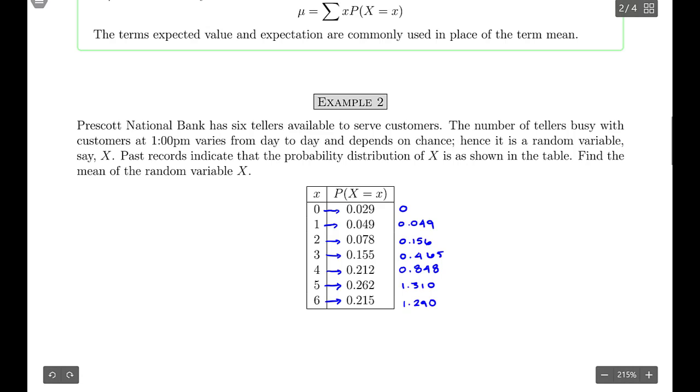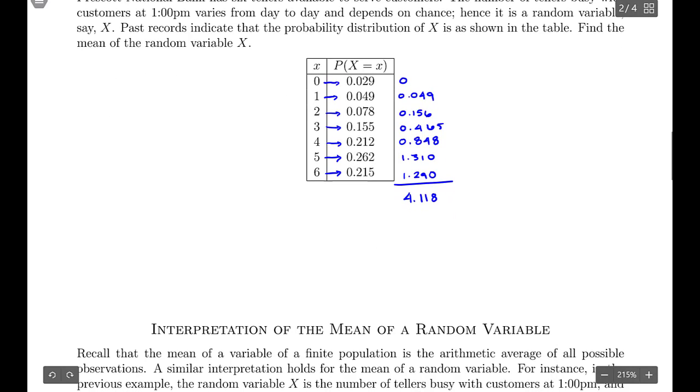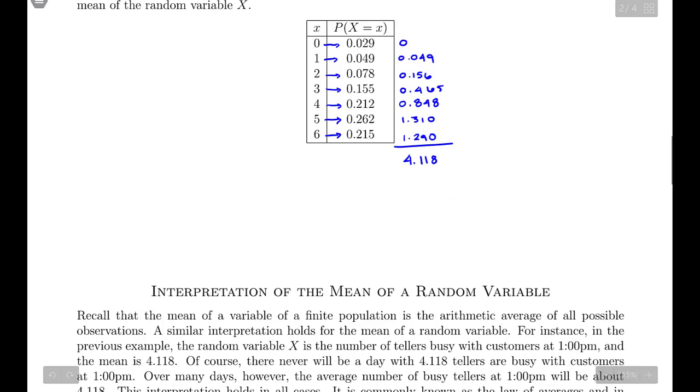All we have to do now is add all those values together, and when we add that, we get 4.118. What this tells me is that at 1 p.m., the mean number of tellers that are busy with customers is 4.118 tellers. And that's how you can compute the mean of a discrete random variable.